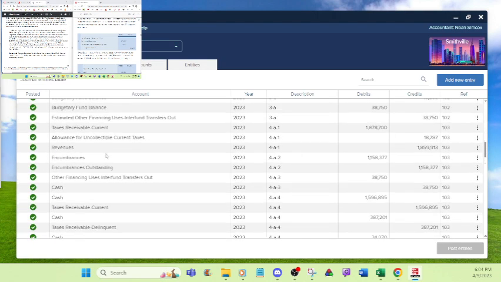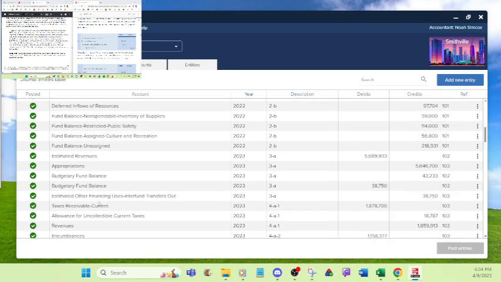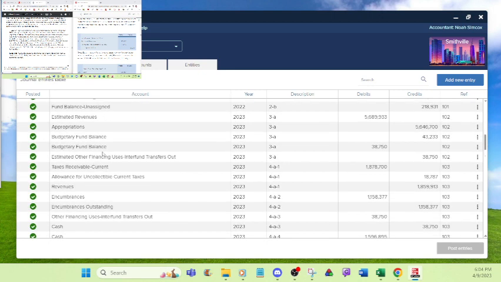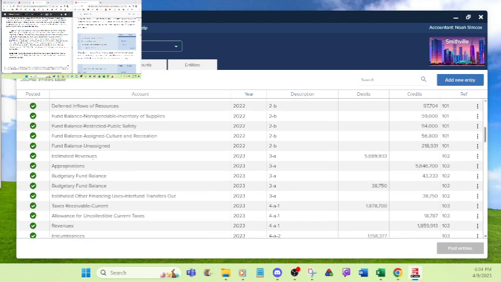Where's estimated revenues? Where's estimated... What? This? It was in 3. It was chapter 3. Okay. I can't believe this was all we had to do in chapter 3. Are you serious? That was all of chapter 3. Chapter 2 and 3 were just free. Estimated revenues. Appropriations. And then budgetary fund balance.